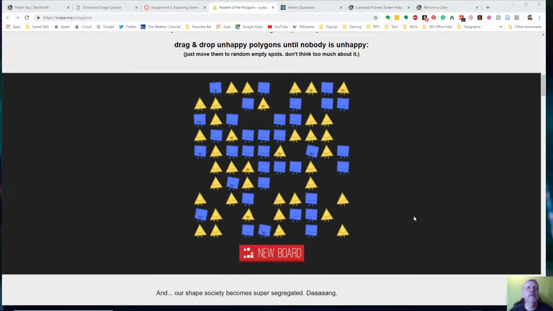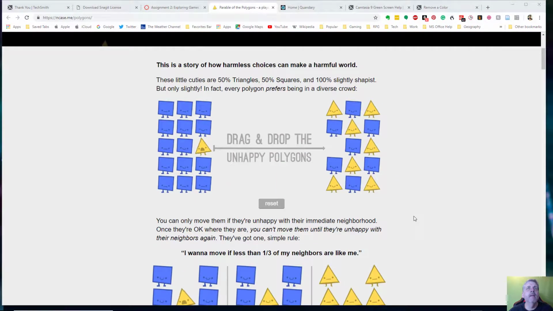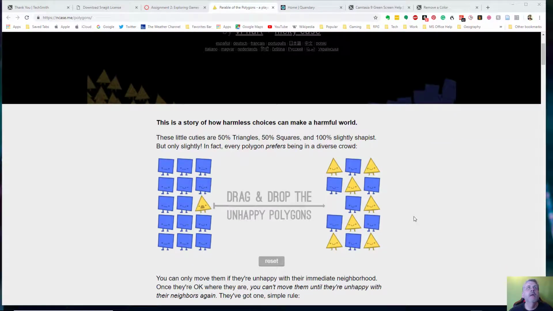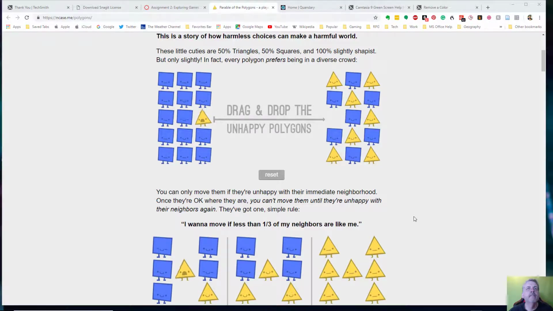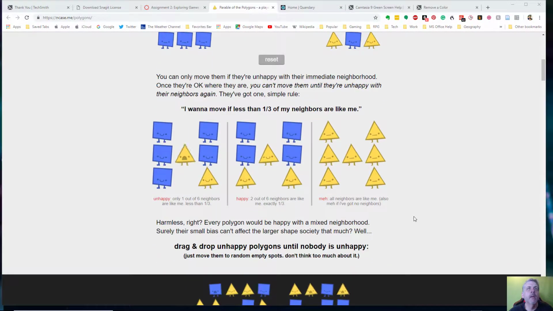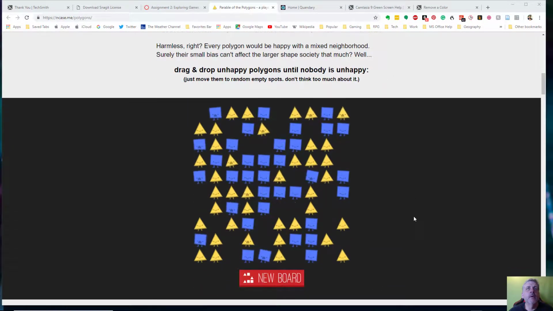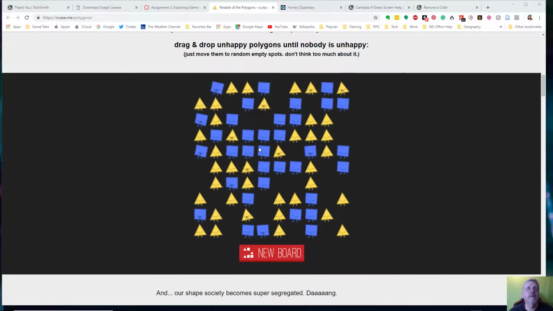Okay, today we're looking at a game called Polygons, and the idea is to learn about how slight discrimination can change settlement patterns. So the squares prefer to be around squares slightly, and likewise for the triangles. So here we go. Got to move these little guys around until they're all happy.